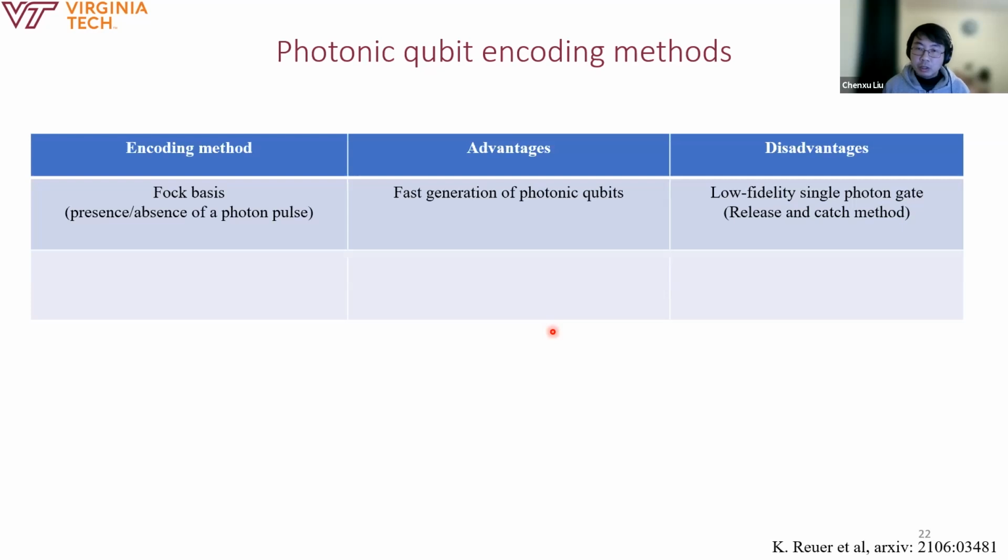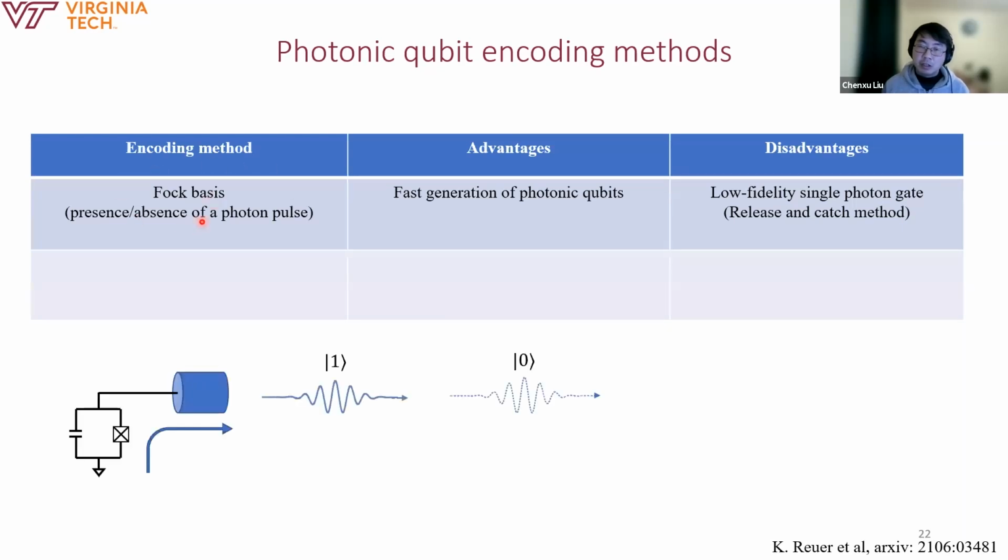So where the quantum information in the Fock basis encoding, photon qubits is encoded into the presence or absence of a single photon pulse propagating inside, for example, the transmission line. So this is also the encoding method adopted in Professor Wrachtrup and Ashler's paper. But basically this method only uses a single photon emission window to encode the quantum information.